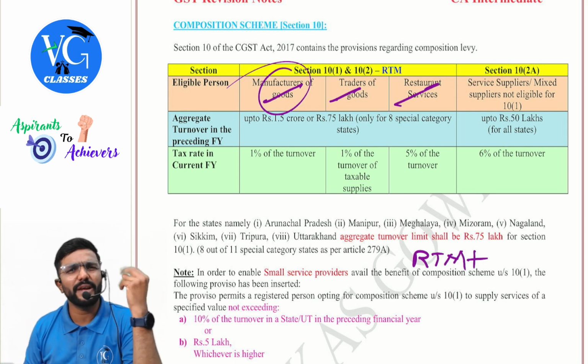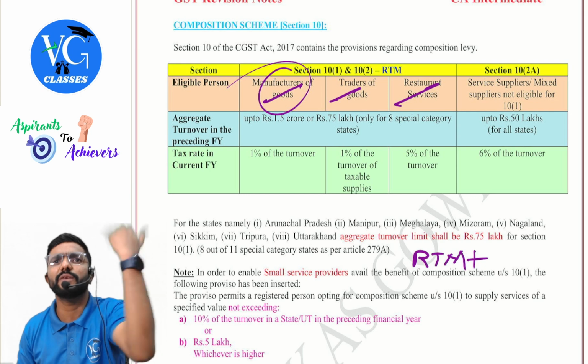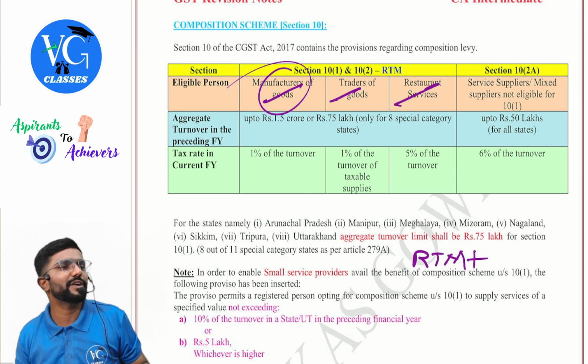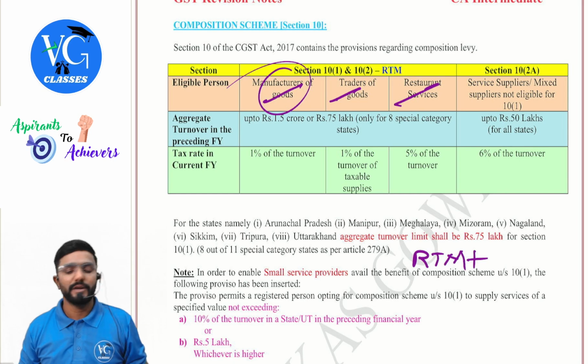Okay. 10(2A) is for whom? Service supplier. Sir, I am providing only service, sir. No RTM, only professional, only consultancy, only legal. Am I eligible for 10(1), 10(2)? No. Straight away go for 10(2A). Or else, a mixed supplier who is not eligible for 10(1).